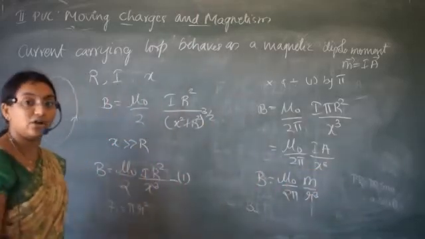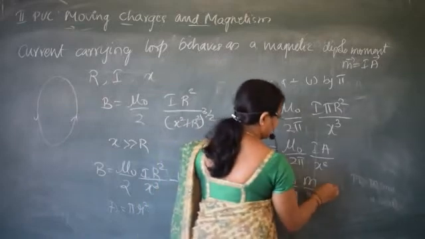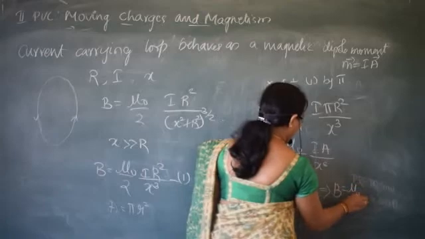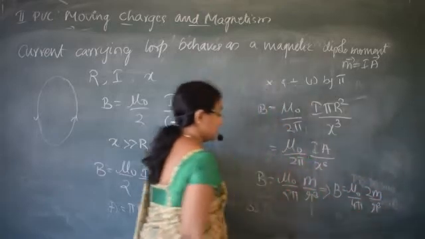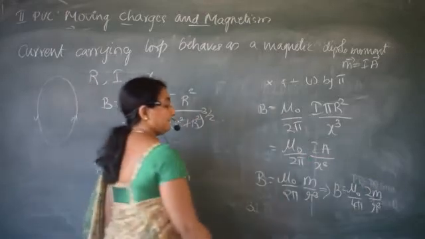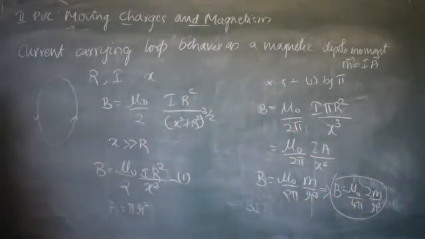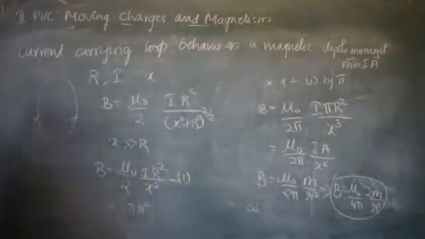Or else, if you multiply and divide by 2, I can write this expression as B is equal to mu naught by 4 pi, 2m by x cube. So this is the expression for the magnetic field, from which we can say that a current carrying loop behaves as a magnetic dipole moment. See here, it behaves as a magnetic dipole moment.